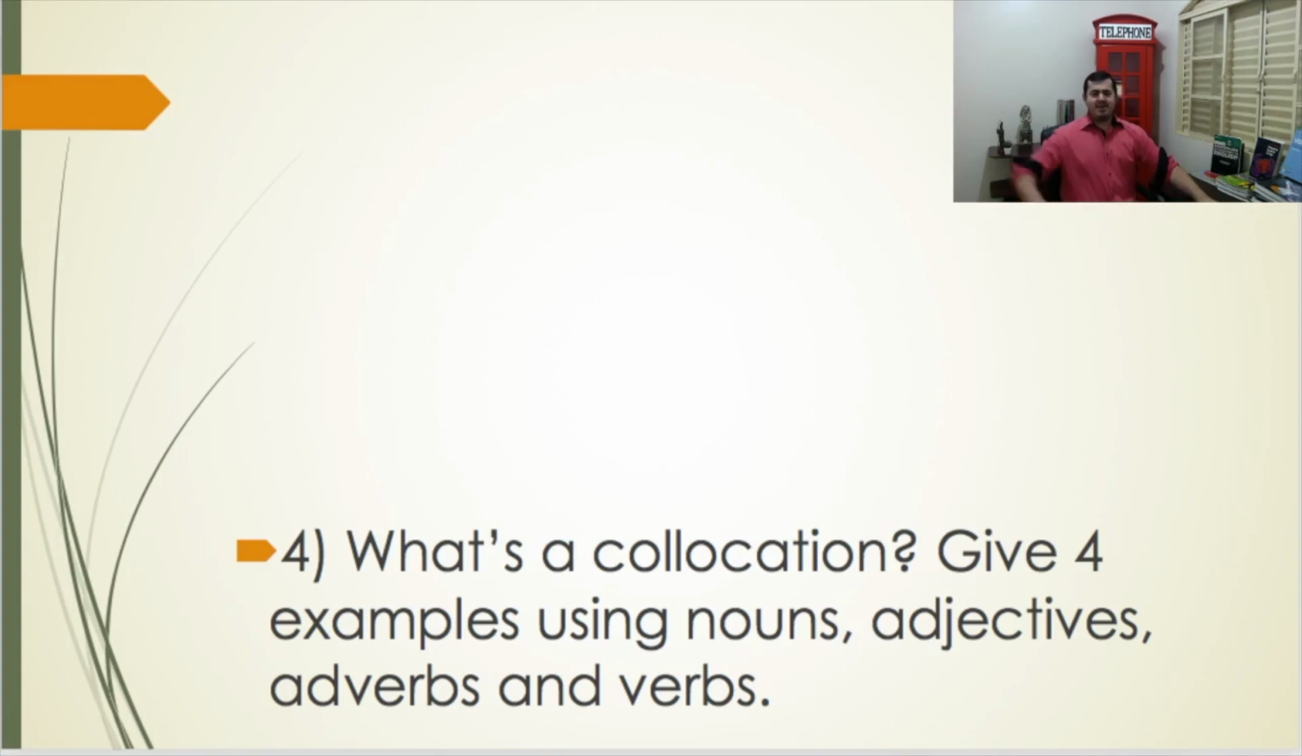Okay. So, question number 4. What's a collocation? And give 4 examples using nouns, adjectives, adverbs, and verbs. So basically, collocations refer to how words go together to form a fixed relationship. In other words, when you see a word, you expect to see the other one. You know, there are many thousands of collocations. And grammatically speaking, there could be even more, but they sound weird.